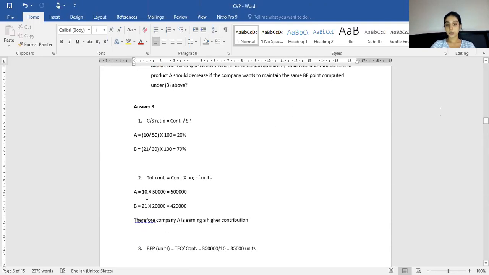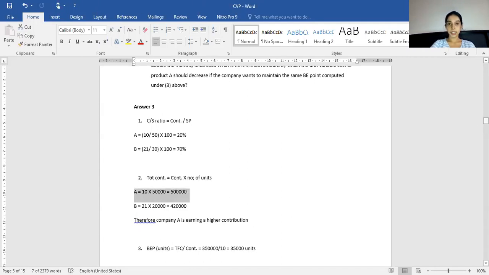Per unit contribution is 10 from product A, and they are expecting to sell 50,000 of product A during the month. So the total budgeted contribution would be 500,000 from product A. The total budgeted contribution from B is 21 into the 20,000 they are planning to sell, so 420,000. Therefore, company A is earning a higher contribution here. 500,000 is higher than 420,000.